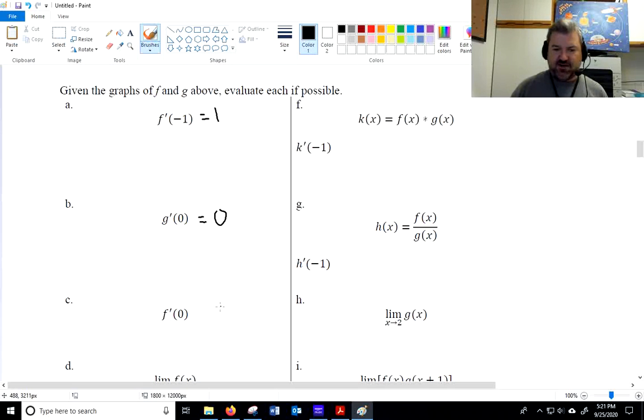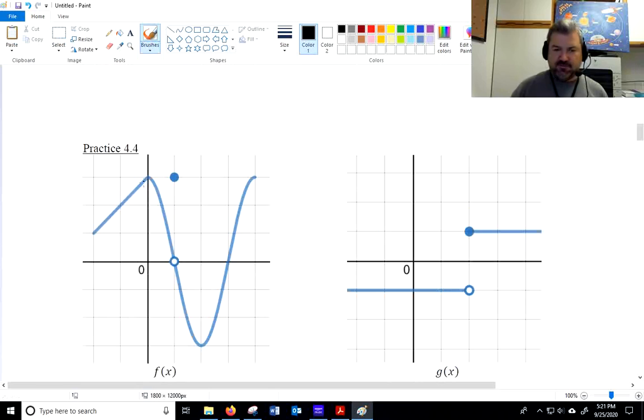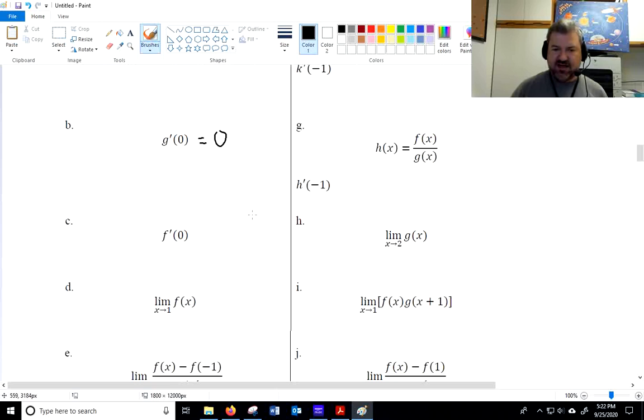How about f prime of 0? Ooh, see how it starts to curve there? And it's straight here? This is not a smooth curve. Hope you realize this is a point. That is not smooth. It's continuous, but it is not smooth. The derivative does not exist, or undefined, you can say either one. It is not differentiable there.